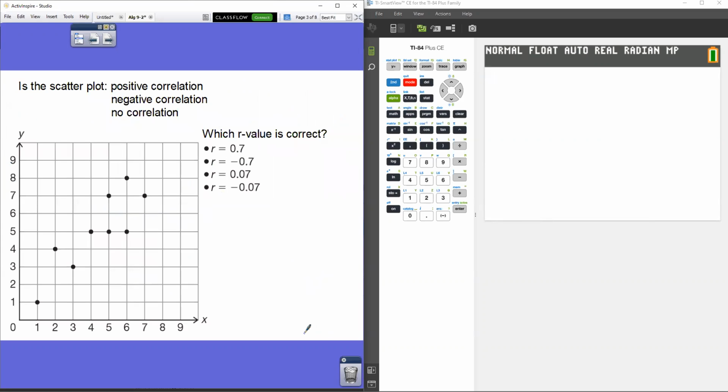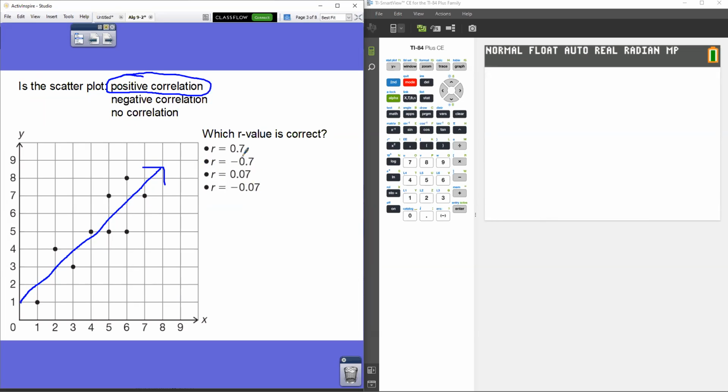When we take a look at a scatter plot, and you'll have questions just like this on your homework today, is the scatter plot positive, negative, or no? And then which R value do you think is correct? Now, obviously, positive, negative, and no are going to be easy to tell. These dots going from left to right, just like we read a sentence, are going up. So that means this is a positive correlation. And then which R value is correct? Now, this is going to be multiple choice on your homework.